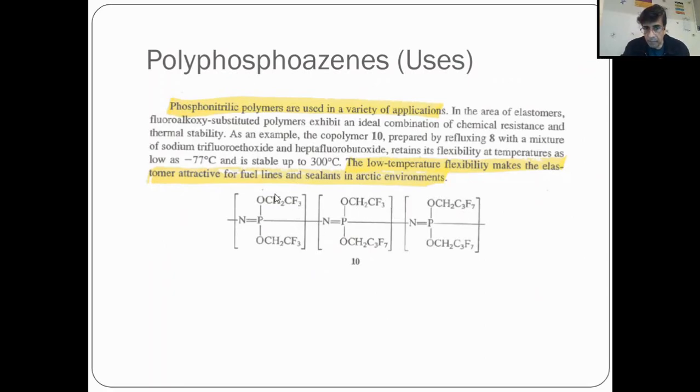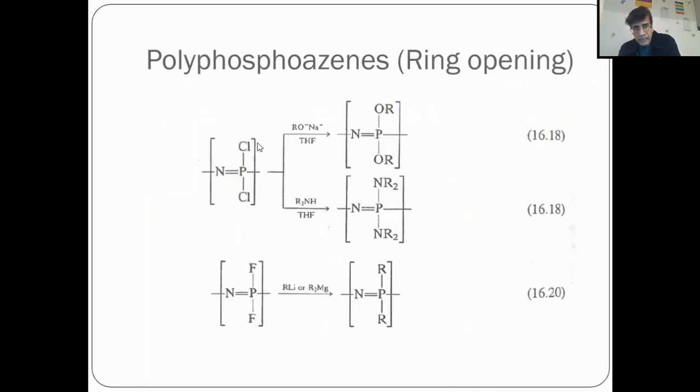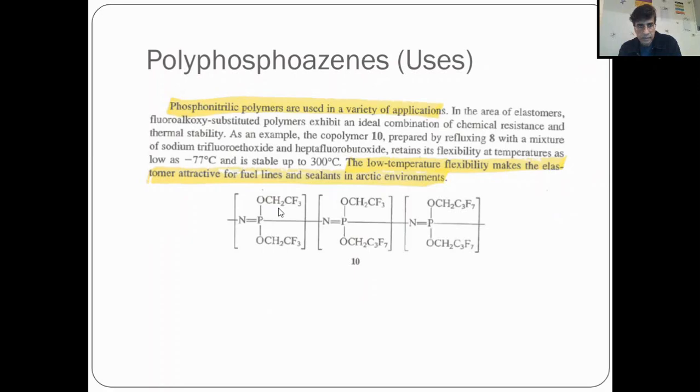In one, both of the Cl will be replaced by trifluoroethoxide. The other one you have to use heptafluorobutoxide, and the one with mix. So that's why you have to show three units for this polymer.